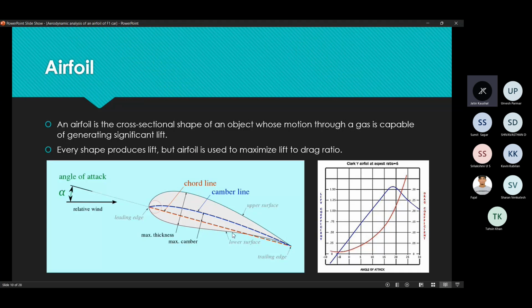This is the upper surface, this is the lower surface. Maximum thickness is just the thickness of the airfoil at its highest. Angle of attack is the angle between the reference line or chord line and the relative wind velocity, or relative wind direction.